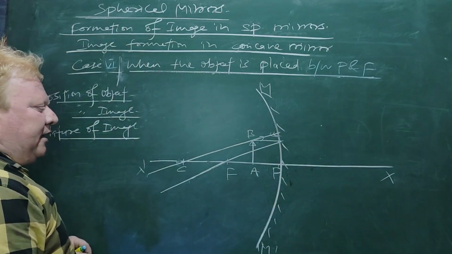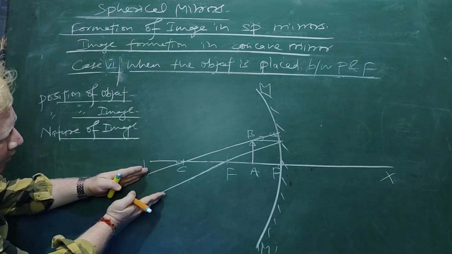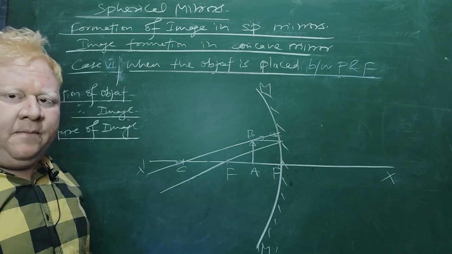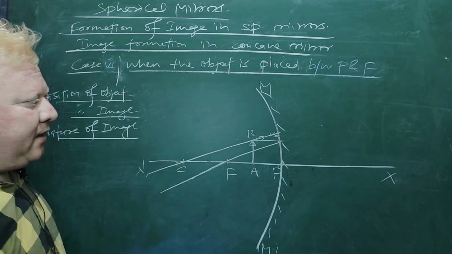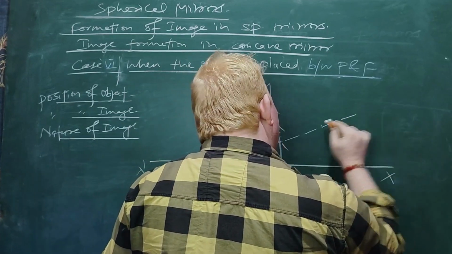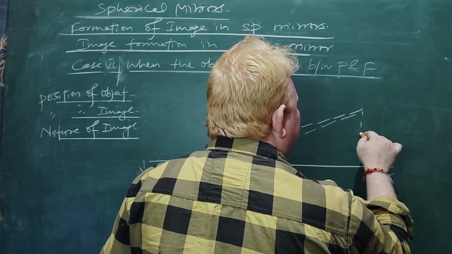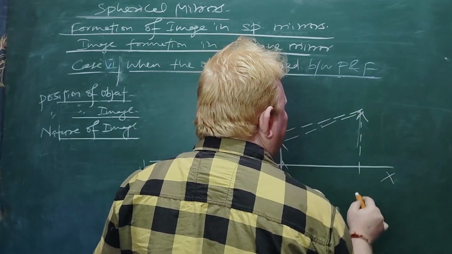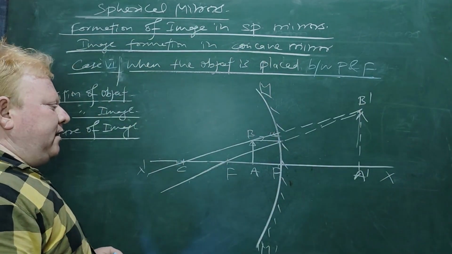The path will be like this, and these two rays are going wider, and they are not going to meet anywhere when extended further. But when traced back behind the mirror, both the rays appear to meet somewhere behind the mirror. So that will be your image. This is A dash B dash.